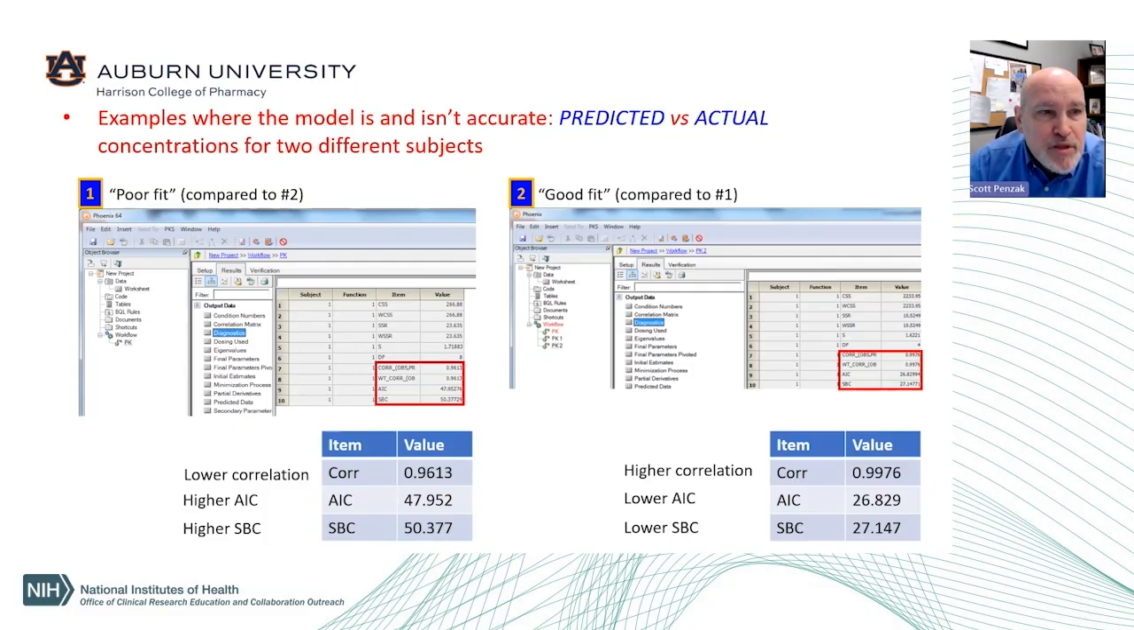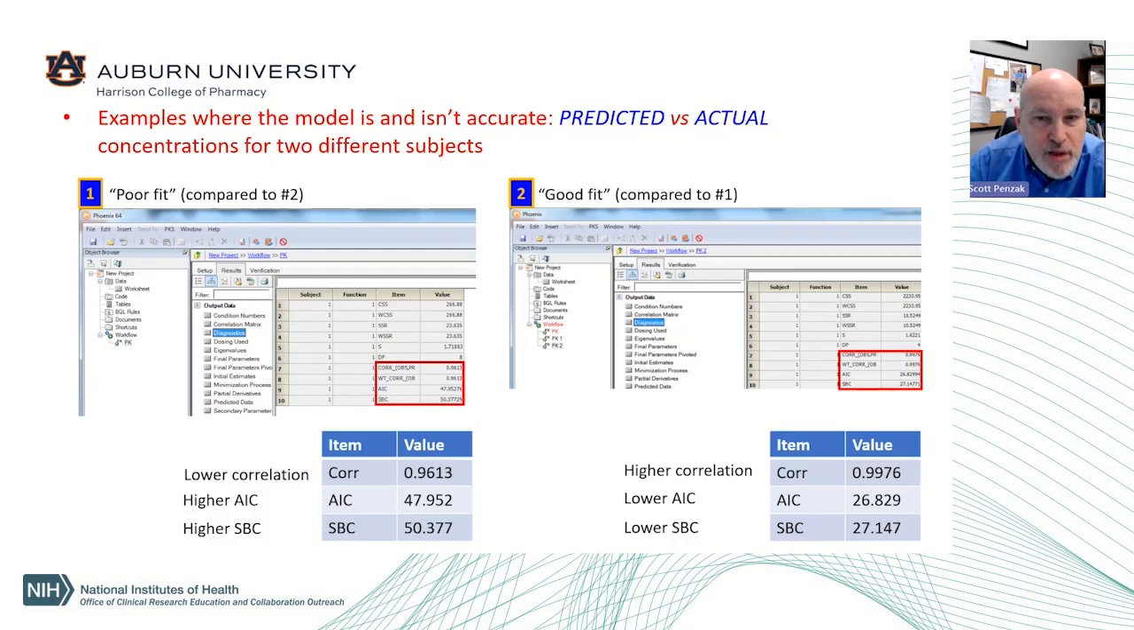So here, this gives you the poor fit, again going back to what we had. We've got a poor fit versus a good fit, compared to number one. So the correlation here is higher, 0.9976 versus 0.9613. You would certainly expect that based upon what we saw by looking at the residuals. And here's that AIC value, 26.829 versus 47. So the lower value means that the fit of the data is better, and the SBC criterion is lower as well. So these are just three things that are reported in here.